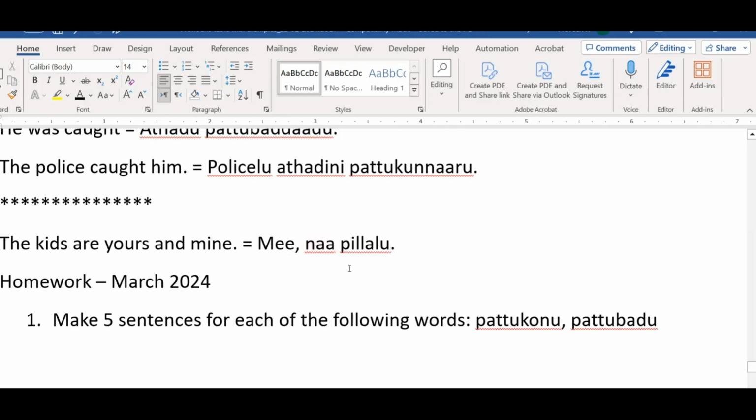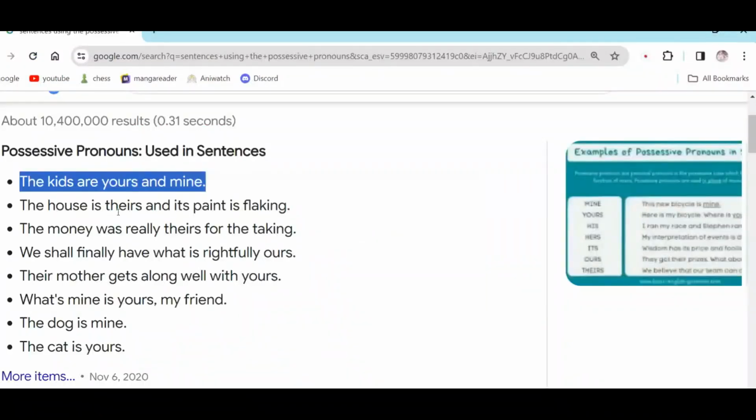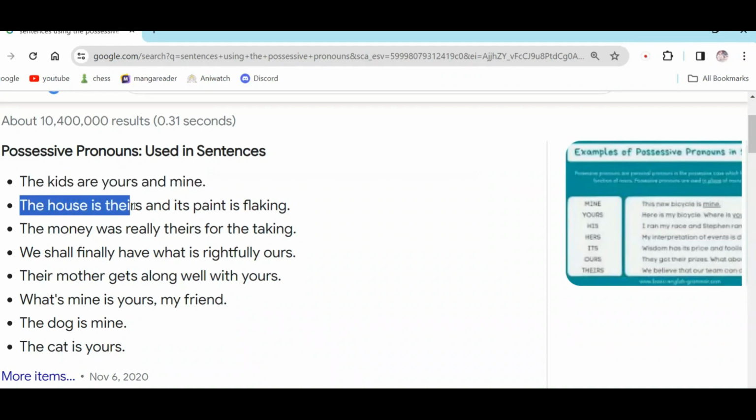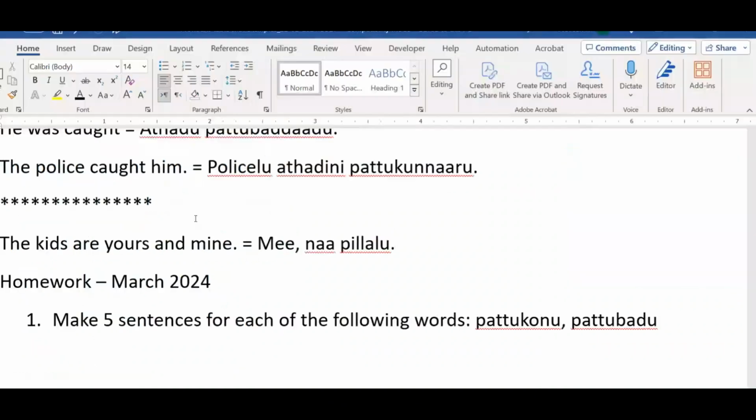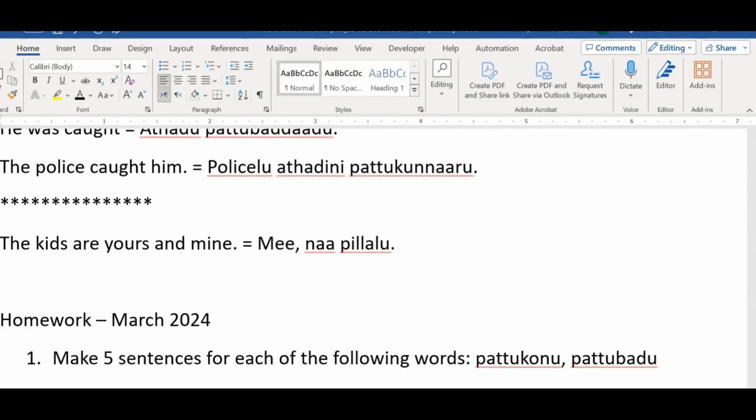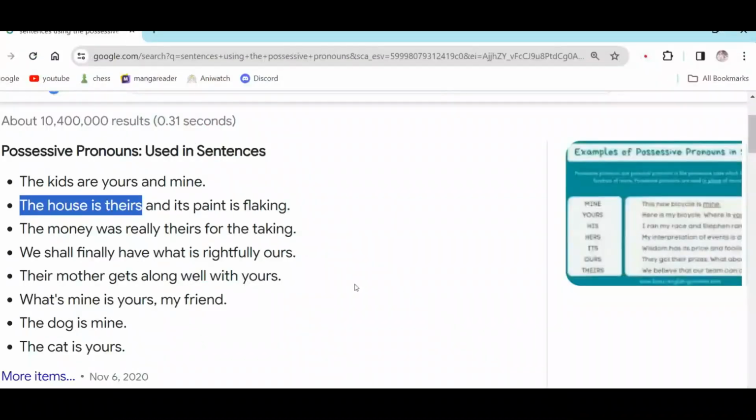Maybe they are talking about some situation. The house is theirs. Let's take only a simple sentence. The house is theirs. ఆ ఇల్లు వాళ్ళది. ఆ ఇల్లు వాళ్ళది. The house is theirs.